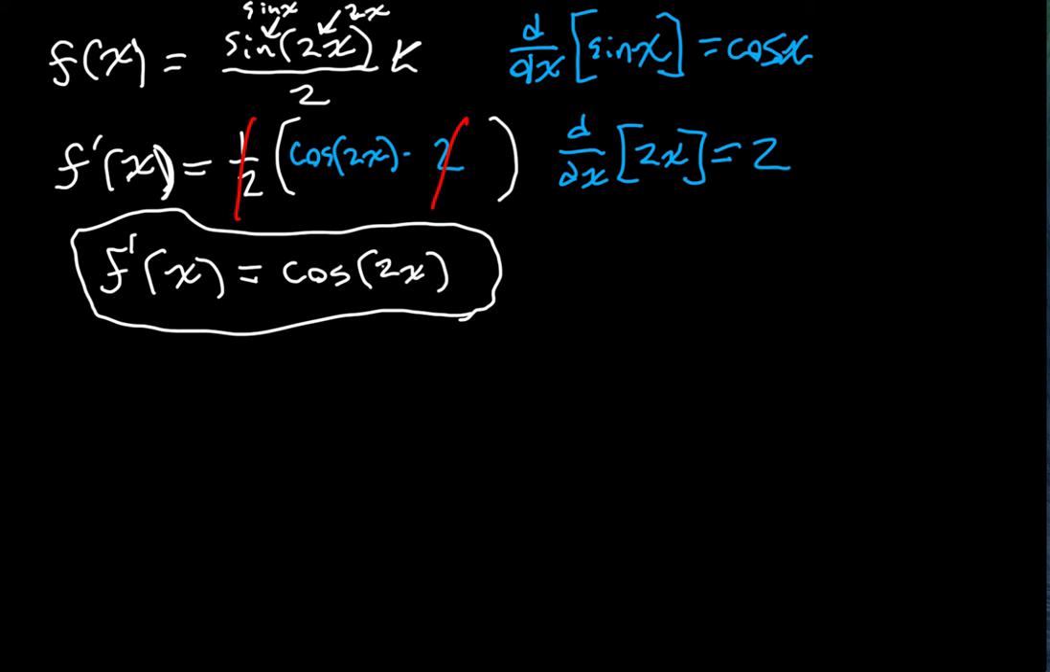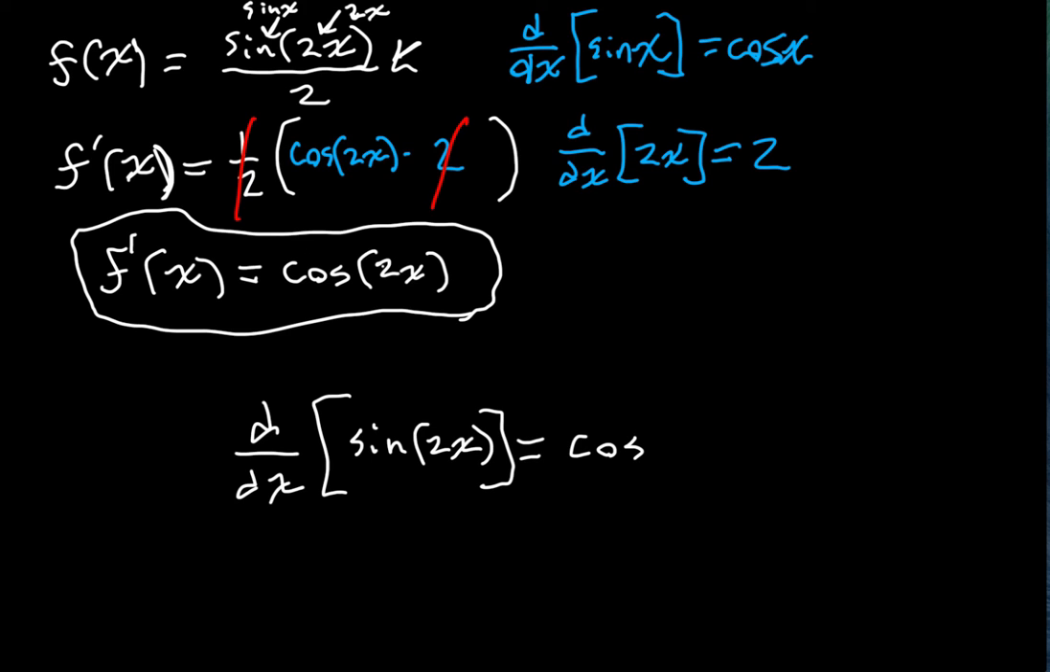So by the chain rule, we found that the derivative with respect to x of sine of 2x over 2 is equal to cosine of 2x. That's very important.